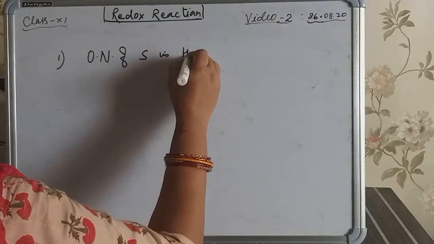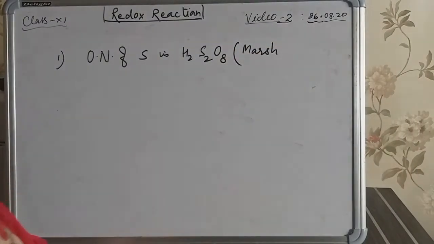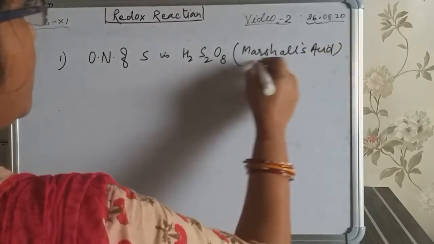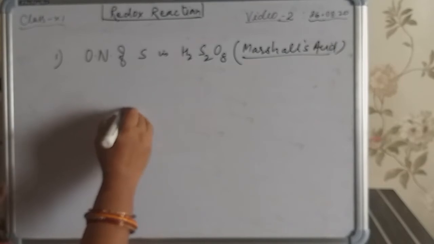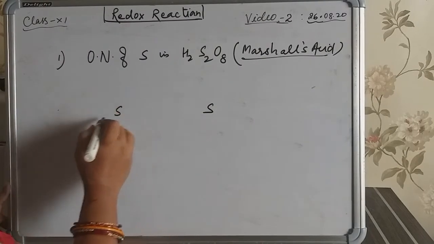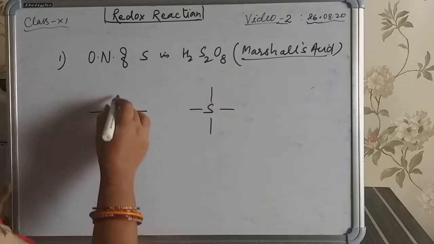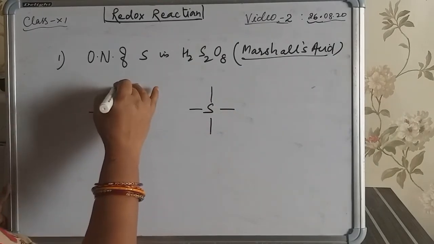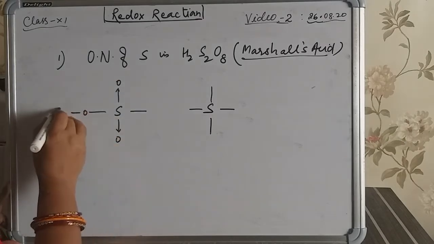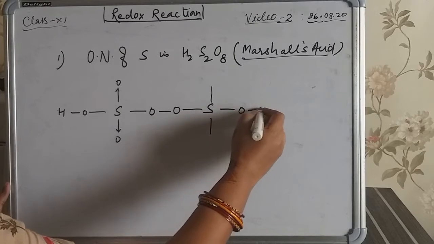Next one is Marshall's acid, sulfur in H2S2O8. This is known as Marshall's acid. So draw the structure of H2S2O8. One sulfur here, one sulfur here, 1, 2, 1, 2, 3, 4, 3, 4. So assign oxygen, hydrogen, H.